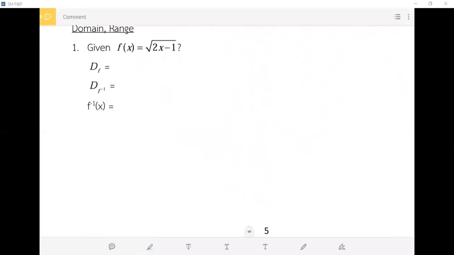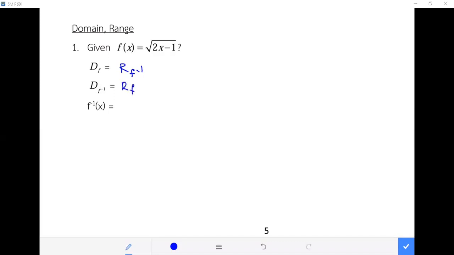Domain and range, easy. You still remember? I taught you already. Domain of f is range of f inverse, right? Because f and f inverse are always opposite for domain and range. So domain of f inverse is gonna be the opposite of range of f. Sorry, opposite.